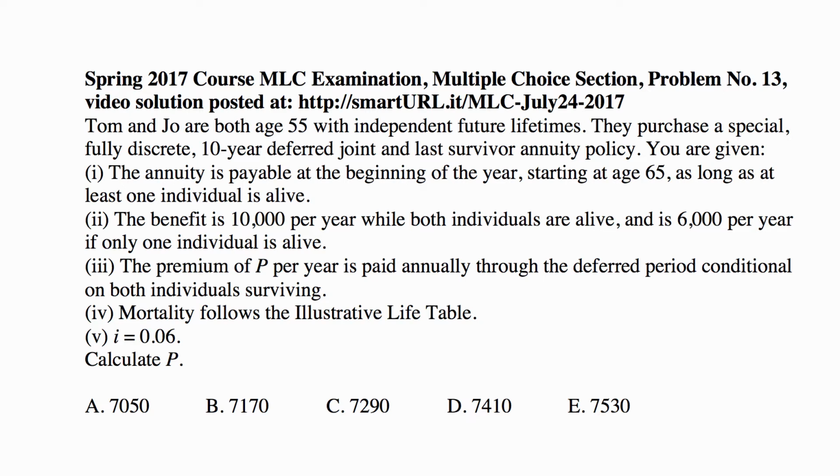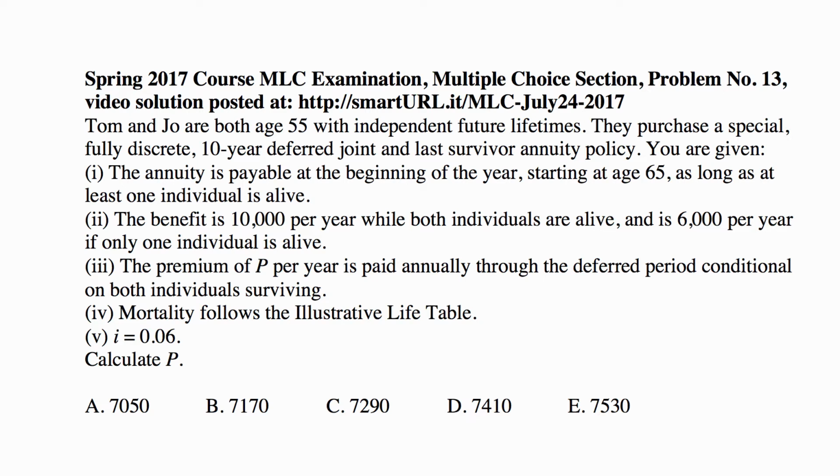So notice some interesting things here. First, you should always pay attention to what the interest rate is when you're dealing with the illustrative life table. It is 6%, the same one as in the table, so you can use life annuity and life insurance values from the table. Secondly, the annuity has a different amount if both of them are alive and different if only one is alive. But it's paid until the second death. Just the amount changes after the first death.